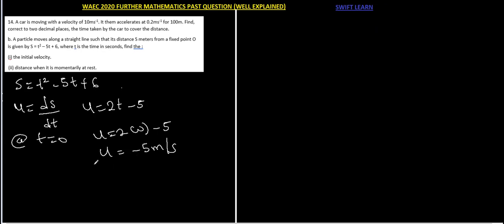Then we have to get the distance it moved when it is momentarily at rest. It means what will be the distance at its final velocity.